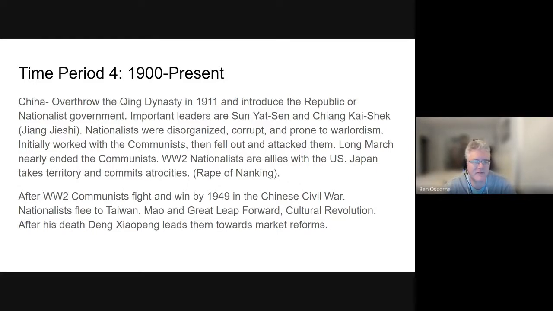These nationalists then are very disorganized. They're corrupt. They're prone to warlordism. The problem here really is that there's no central authority. There's no one person who's able to unite everybody together. So when the Qing Dynasty falls, there's a whole bunch of little military units in various provinces or territories. And so these guys end up becoming warlords essentially.